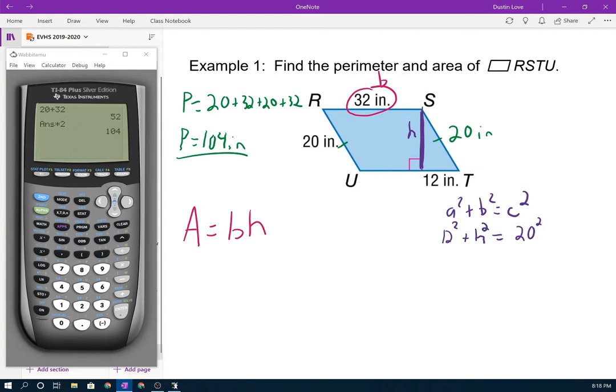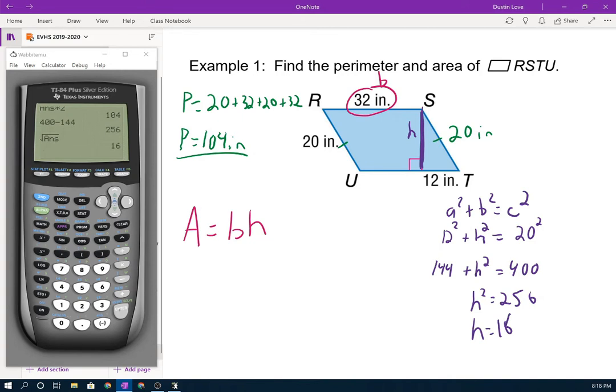So that gives me 12 squared is 144 plus h squared equals 400. Now let's go ahead and subtract that. And again, my mental math skills are not always with me. 256. And let's take our square root of 256. And that tells me my height is 16.